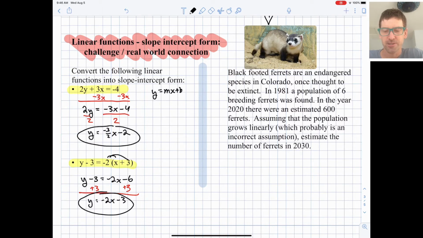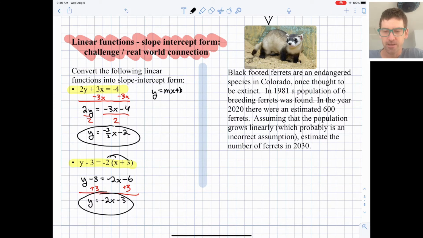And in the year 2020, so that's the current year that I'm filming this video, there were an estimated 600 ferrets. And so let's assume the population grows linearly. It probably really doesn't. It probably grows exponentially. But let's work with a linear pattern here. Let's try to estimate the number of ferrets in 2030.